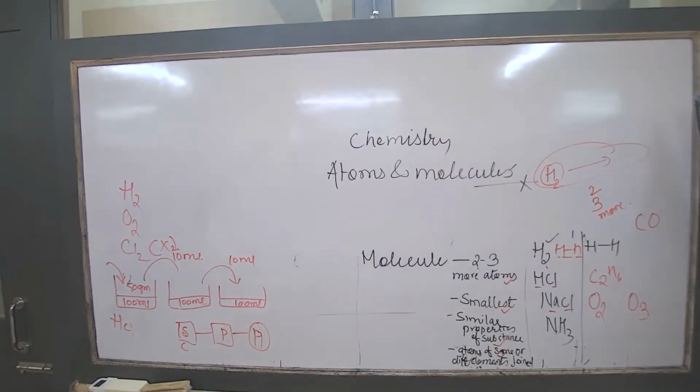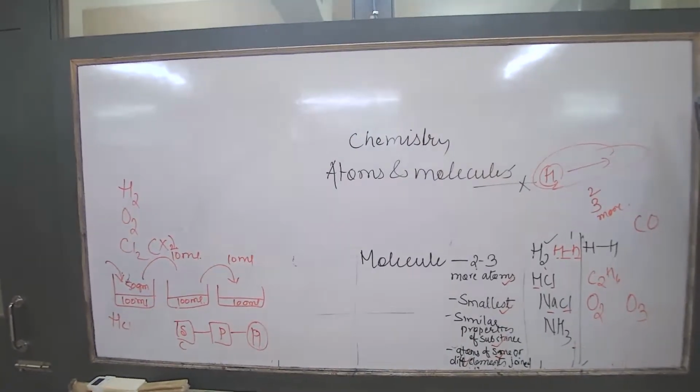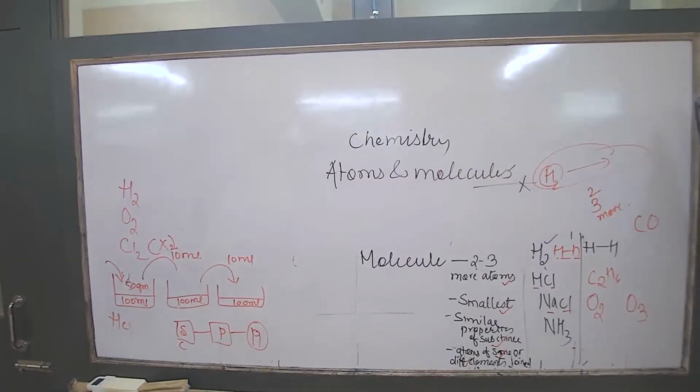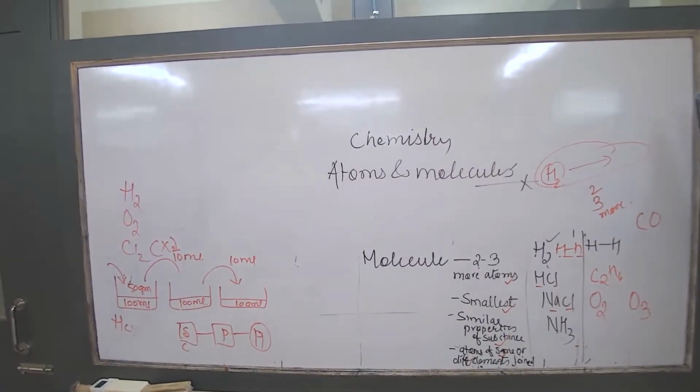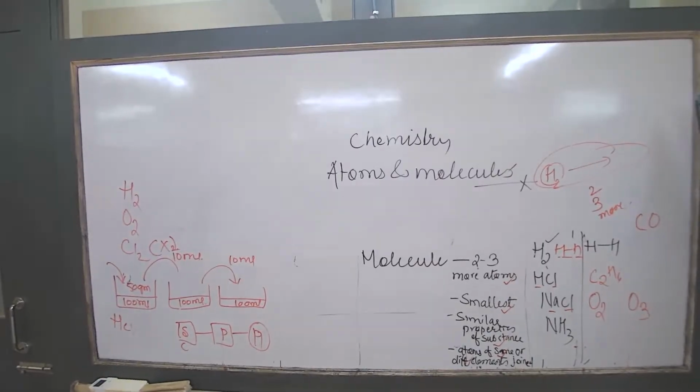Anyways, I am dictating and things are there on board. अगर कुछ चाहिए तो बता दे. Atoms of different elements join together. Different को underline करो. Join together in definite proportion to form molecules of compound.